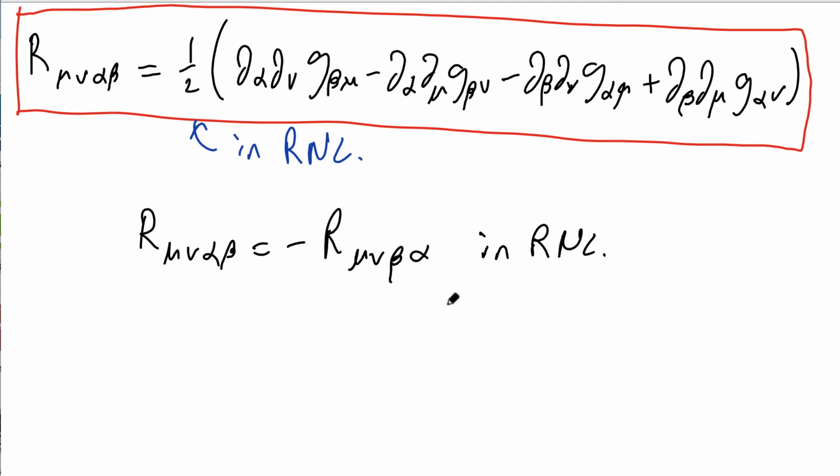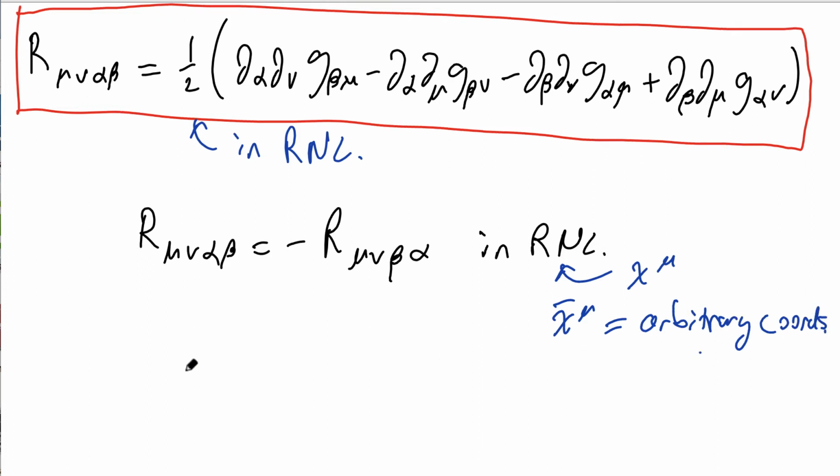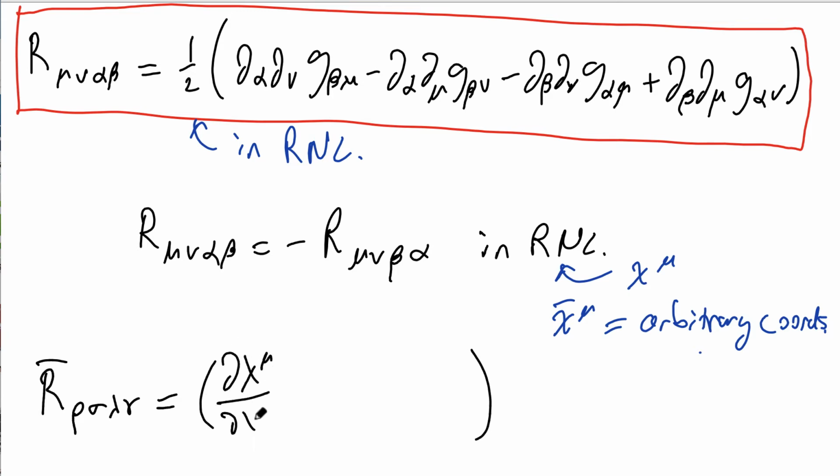But what does this tell us about the symmetries of the Riemann tensor in an arbitrary coordinate system? Let's let x mu denote the Riemann normal coordinates, and let's use x bar mu to be some arbitrary coordinate system. Then from the tensor transformation rule, we know that the components of the Riemann tensor in the barred coordinates, let's call that R bar rho sigma lambda gamma, is given by partial x mu with respect to x bar rho, and so forth. We'll have R mu nu alpha beta here.